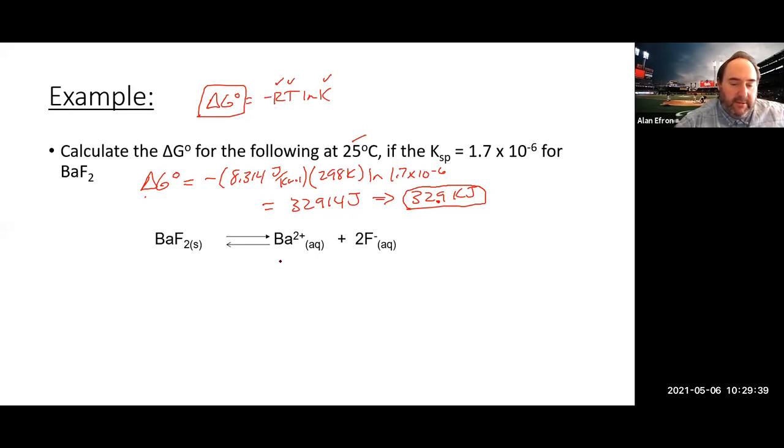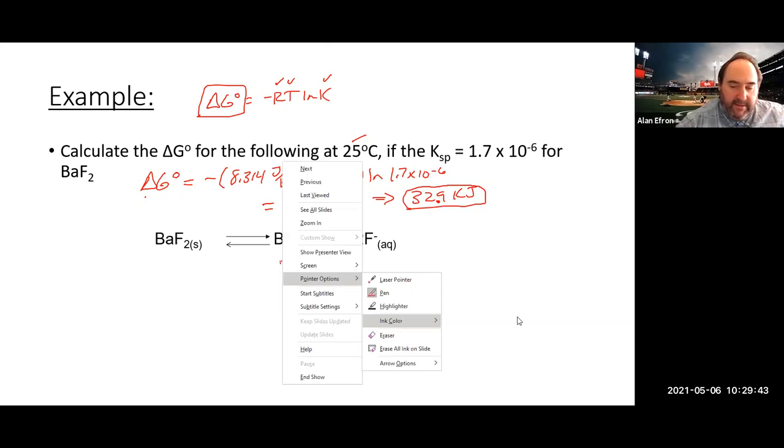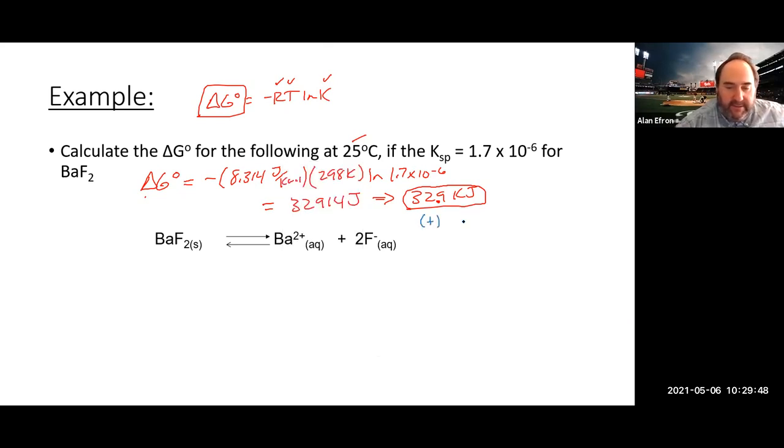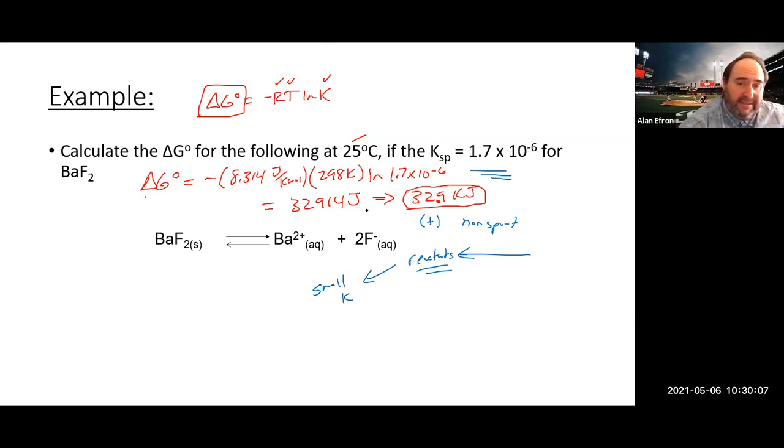So when we look at our delta G value here, we definitely got a positive number, which would imply probably not so much of a spontaneous reaction. Also imply that the reactants are favored here. So since we have more reactants than products in this case, when we do products over reactants, we would expect a small value of K, which obviously our KSP value is a small value of K.